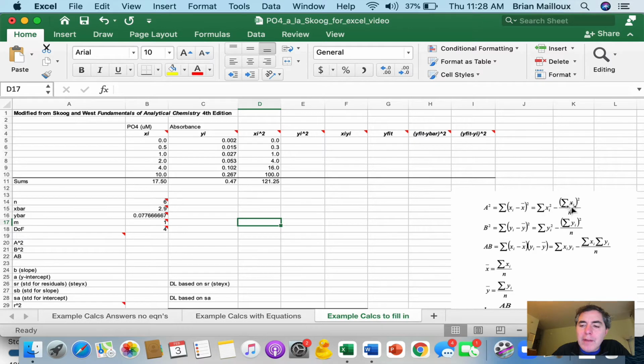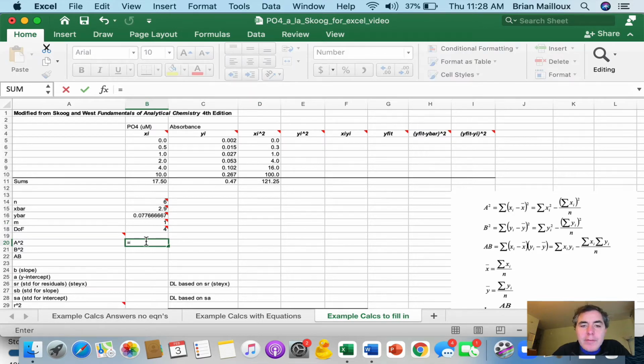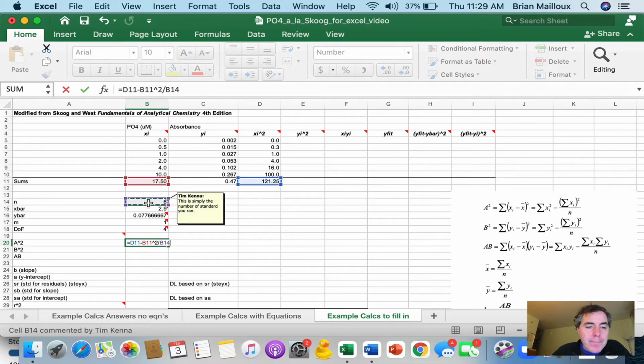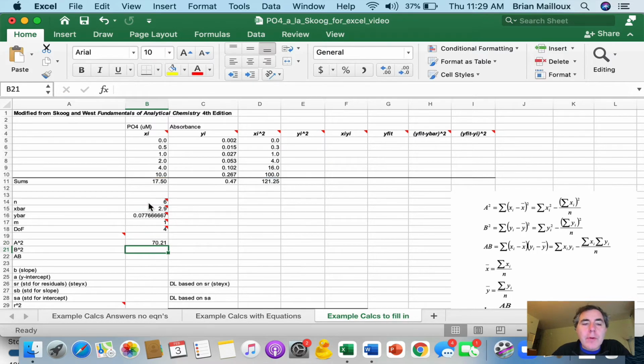Do we want the sum of xi squared over n? So it's actually, right, that's slightly different because the sum of xi squared. So let's see if we can do this. It's going to be equal to the sum of xi squared, so that's this, minus the sum of xi, squared, divided by n. Right, and so there we're good there.